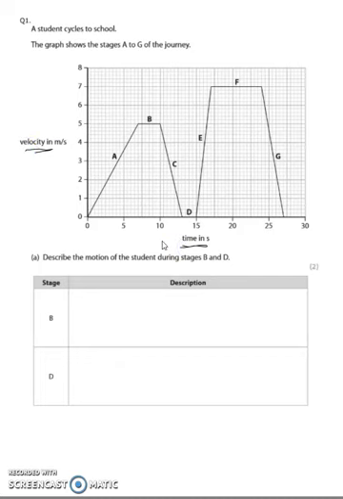So there's two things we need to know about a velocity time graph: that the gradient is the acceleration, because it shows the change in velocity over time, and the area underneath is the distance traveled, because that is velocity times time, which is distance.